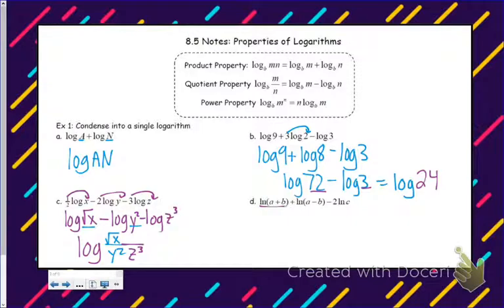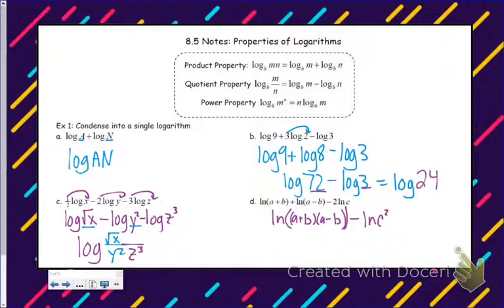Actually, there's nothing we can really do to change this, okay, because there's no property about addition within the argument. The only thing we can do is because this log and this log are being added, we can multiply those arguments. So this would become the natural log of a plus b times a minus b, and then it's going to be minus the natural log of c squared. Put another parenthesis on there.